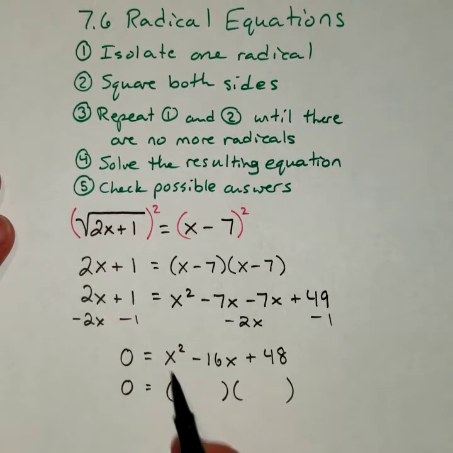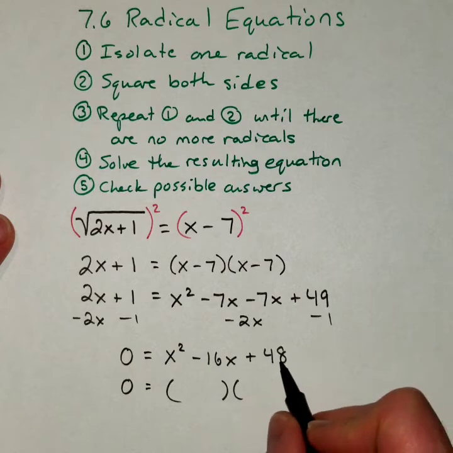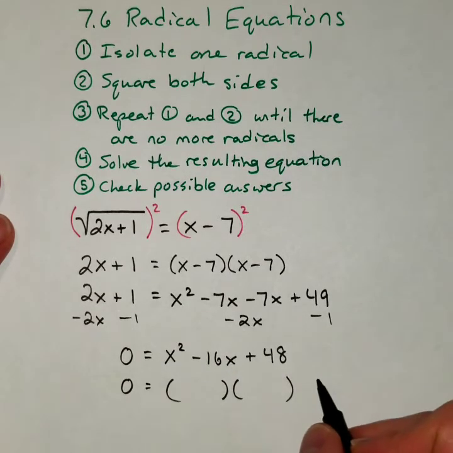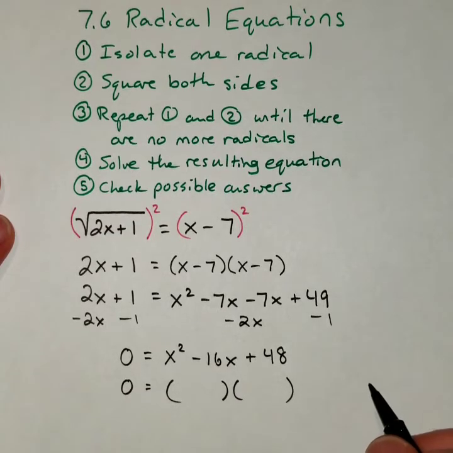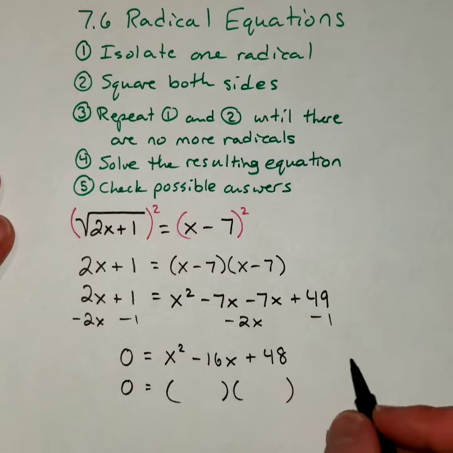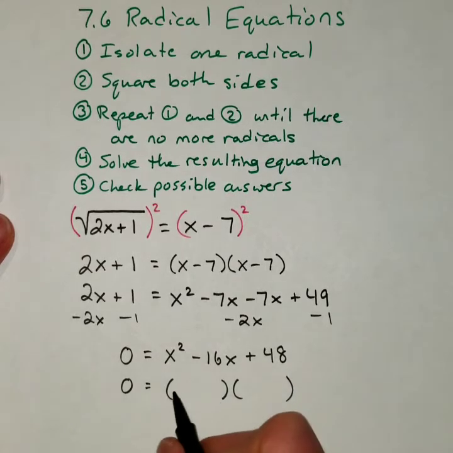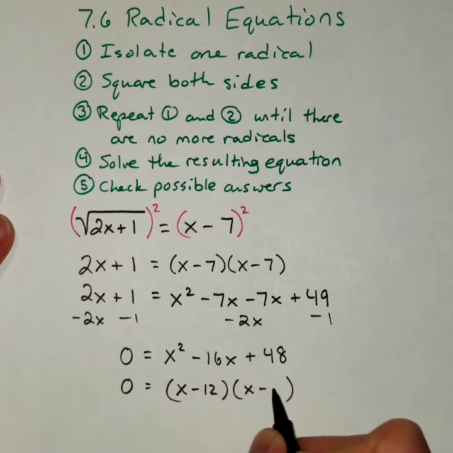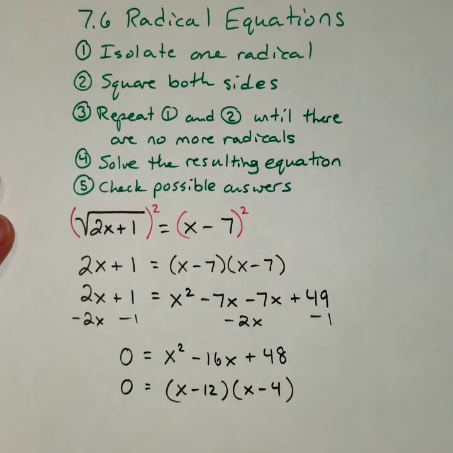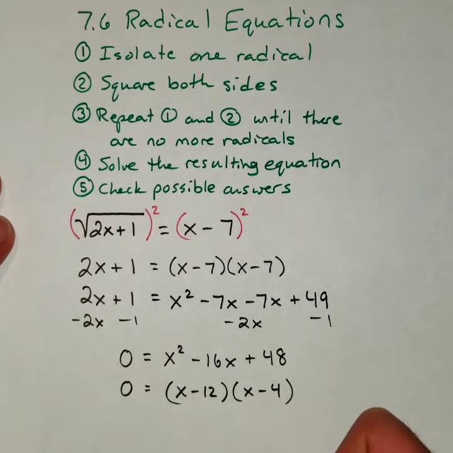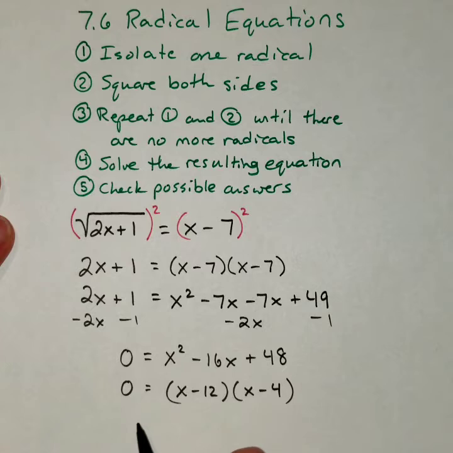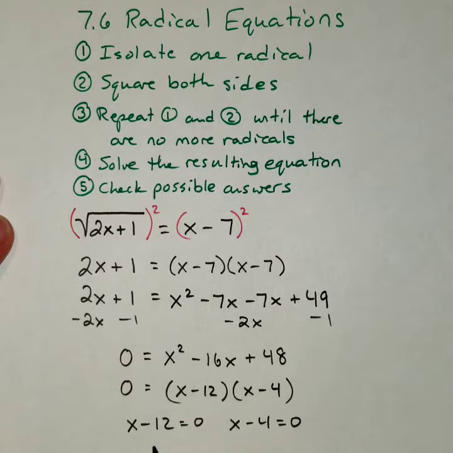Now, to solve this, I need to find the factors of the right side. And because the leading coefficient is 1, I can jump right to the answer once I know factors of 48 that add up to negative 16. Well, you may have guessed it by now, but the answer is going to be 12 and 4. Both of them have to be negative to get the positive constant here. So we're going to have x minus 12 and x minus 4. Now we're going to set each of these factors equal to 0. So the first one is x minus 12 equals 0. Second one, x minus 4 equals 0. And then we add the 12, you get x equals 12. Add the 4, you get x equals 4.